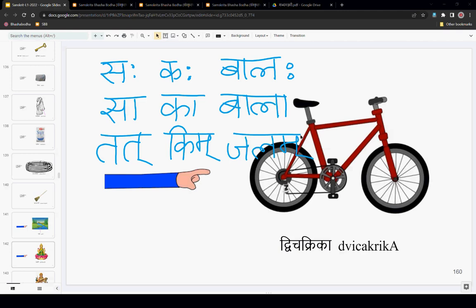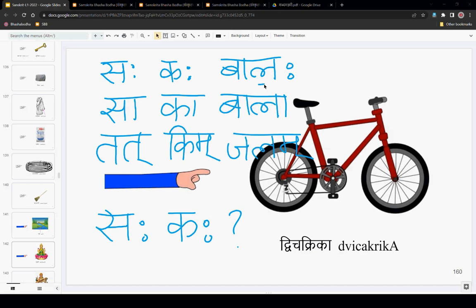So these three types use sentences with the question and the answers. We just looked at them. Saha kaha, saha balaha. Sa ka, sa bala. Tat kim, tat jalam. Now when we write this in the Lekhanam, when we write these questions, we write this, right? Saha kaha. Saha kaha, saha balaha.